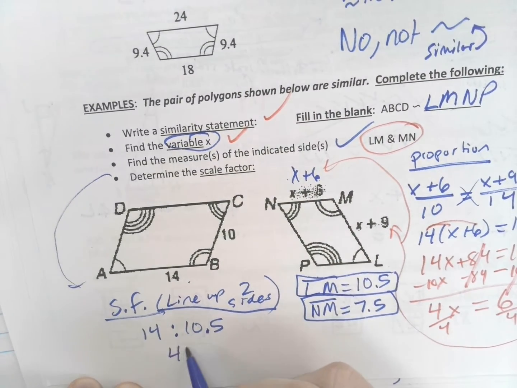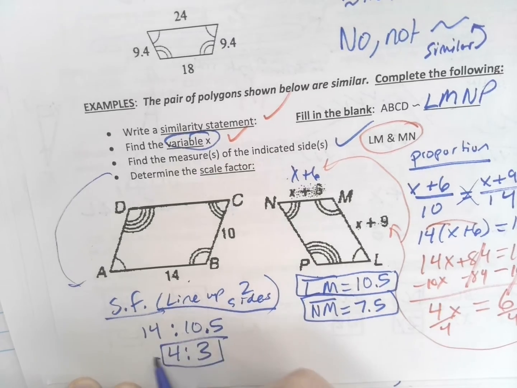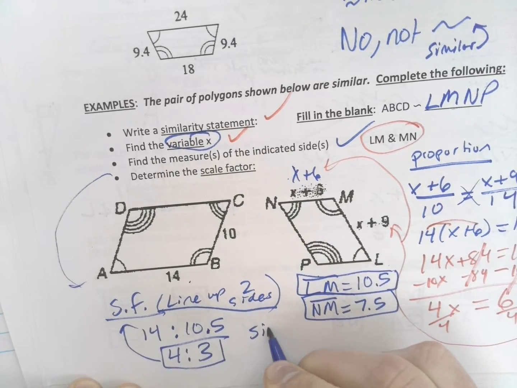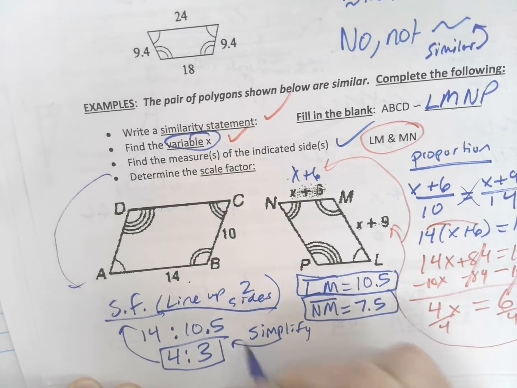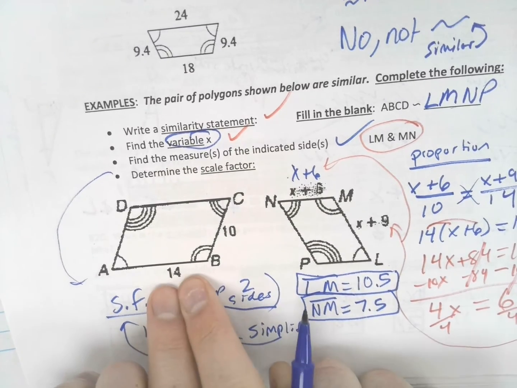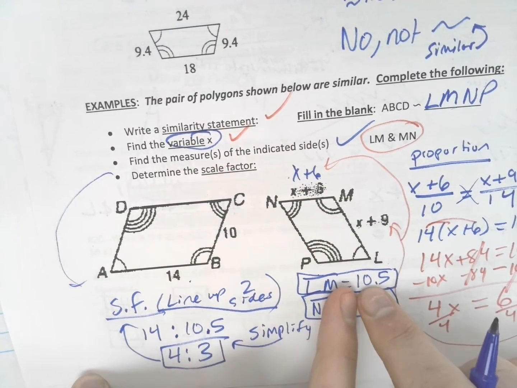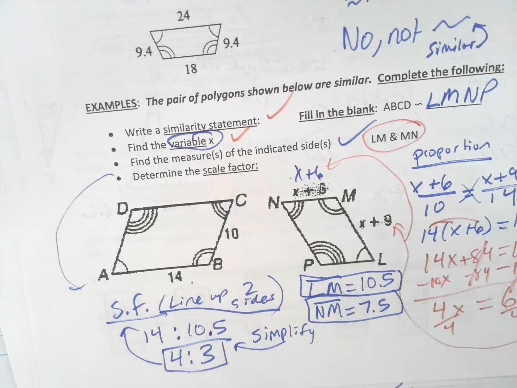So our scale factor is 4 over 3. Remember, we always want to simplify. So again, that matched up with that. And so that is 4 and 3.